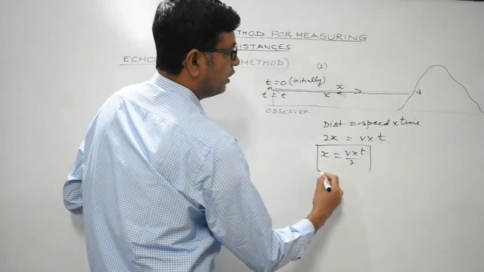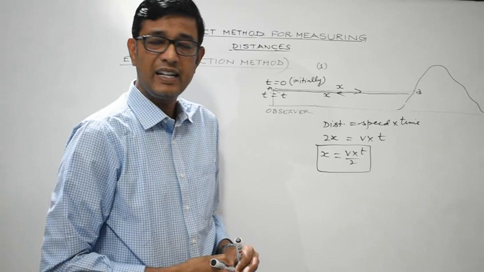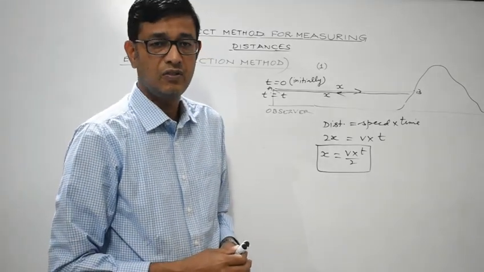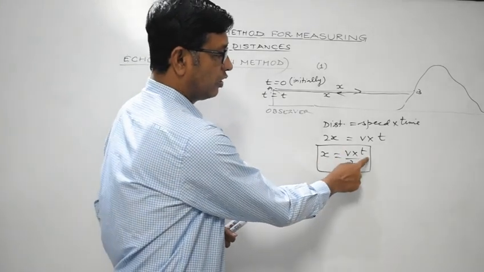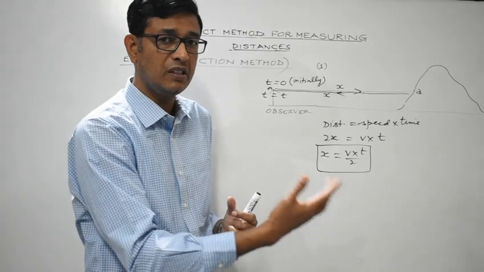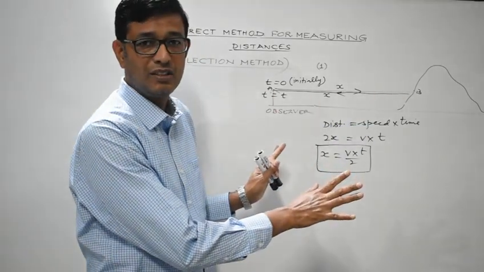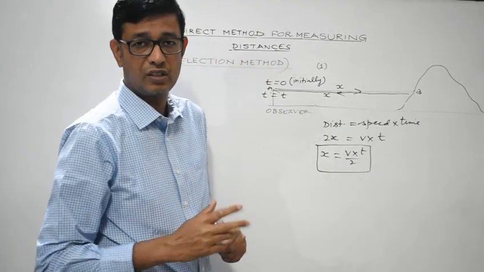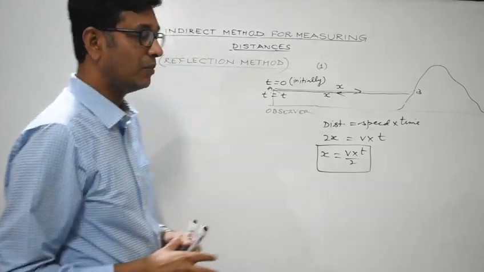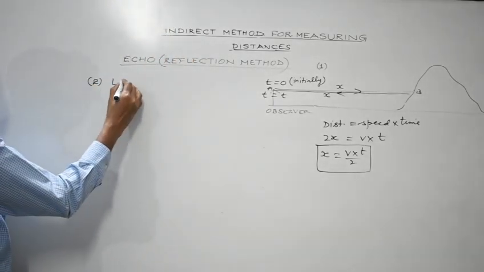So noting down the value of t, and we are aware of the value of v at NTP, the speed of sound wave is about 332 meters per second, right? So substituting the value of v, noting down the value of small t in this particular equation, you can easily get the approximate distance of that distant hill. So it's a very simple method based on echo, or it is also known as reflection method, right? Let's discuss some other examples as well. Laser.